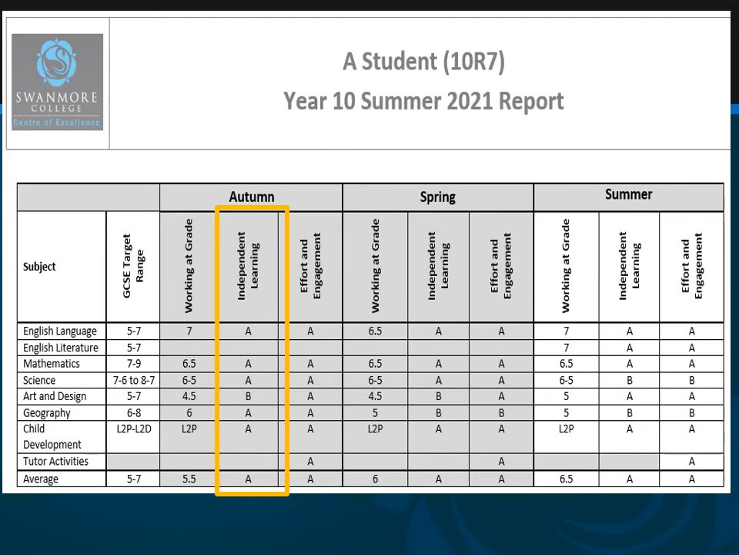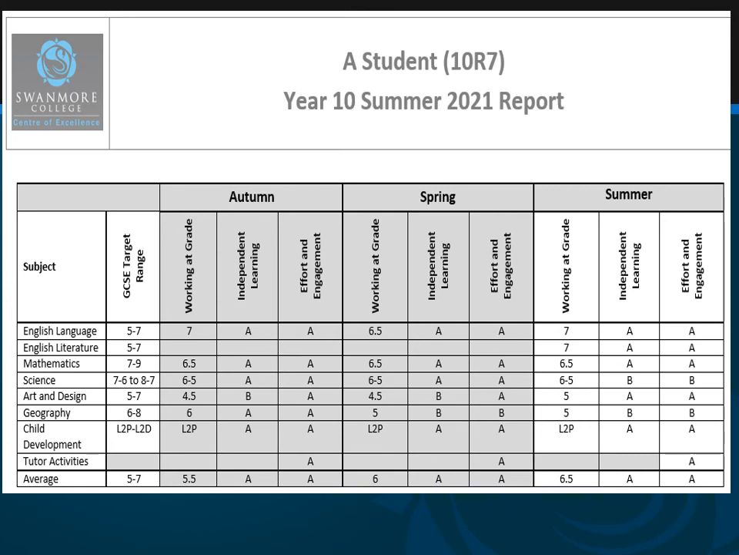There's the independent learning, that's the homework as well, and there's the effort and engagement grades. With both of these, an A is very good and a D is the lowest grading. For this pupil, it looks like their effort and engagement in geography, for example, was an A, it was outstanding in the autumn, but then it dropped a little bit down to a B in the spring term. So that again would perhaps be an opportunity for a discussion with the child about how they're feeling about their geography.